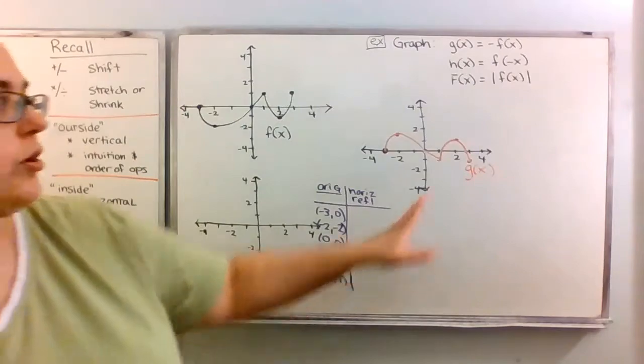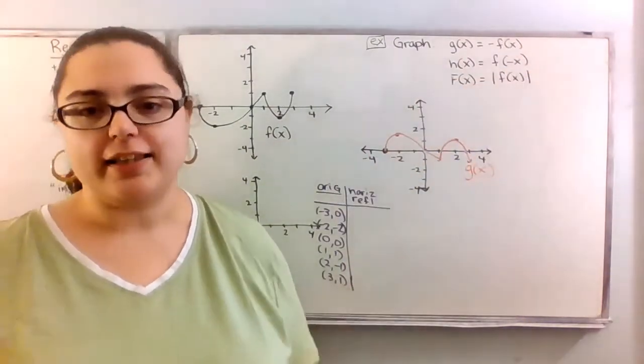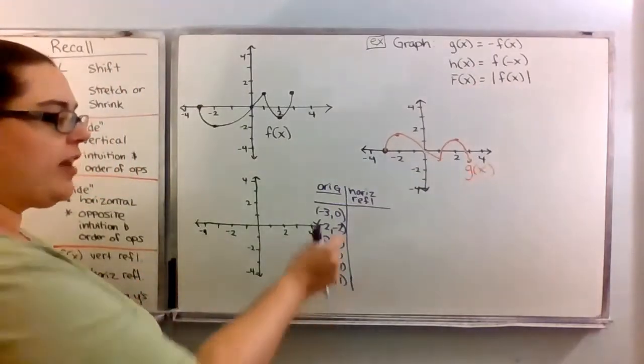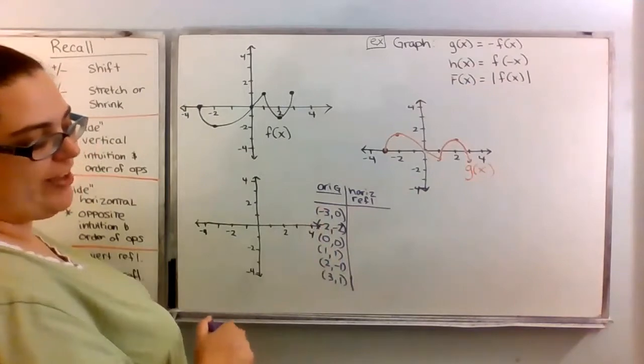Now, when we have this horizontal reflection, we're impacting the X value. So we're going to be negating the X value. So what that means is for each of these points, the Y's will stay the same. And now we're just going to negate all the X's.